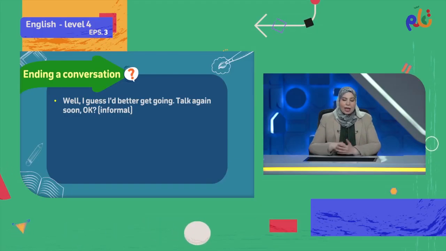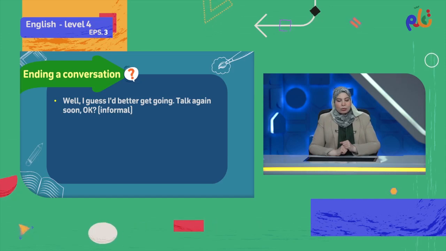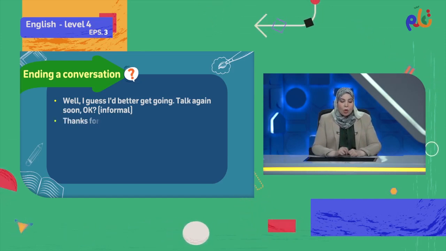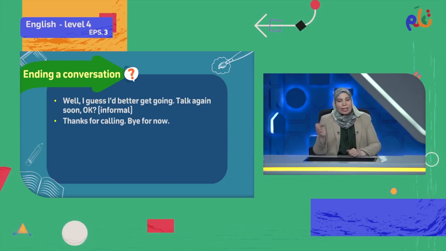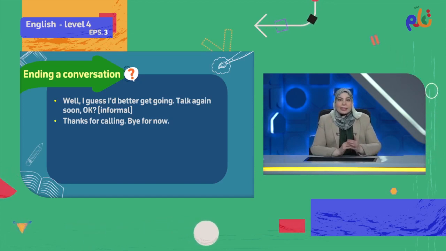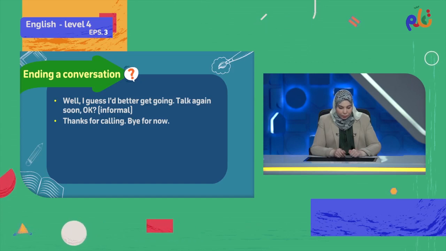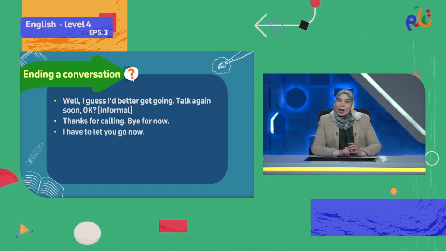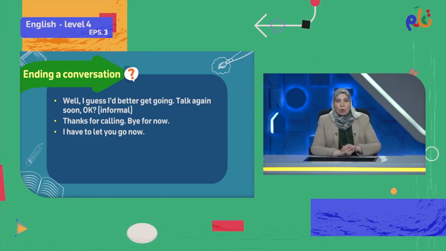And ending the phone conversation after that would go like, well, I guess I'd better get going. Talk to you again soon. All these are informal ways of saying it. Or we can say, thanks for calling. Bye for now. This is ending the phone call as well. Or I have to let you go now. Bye. So this means that we have to end the call now. Bye.